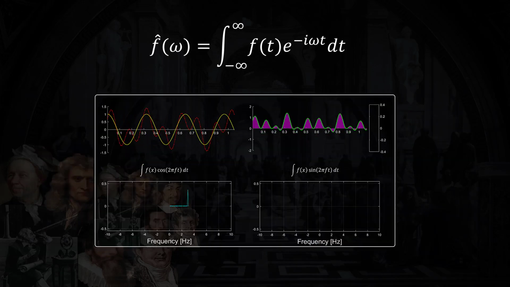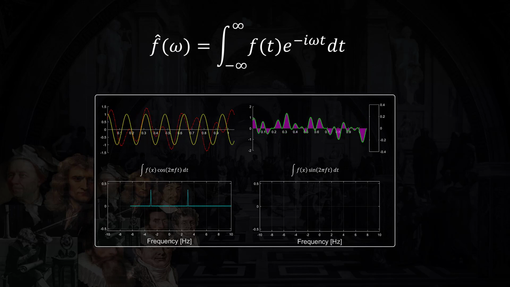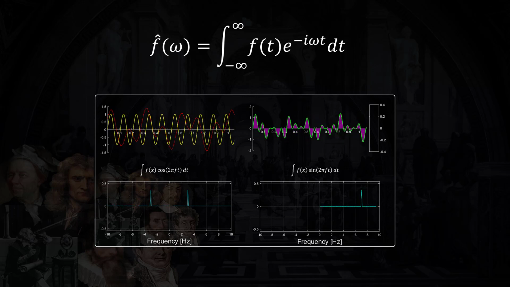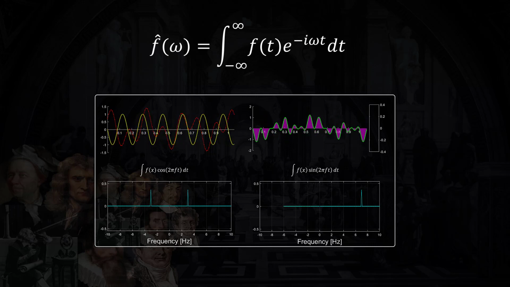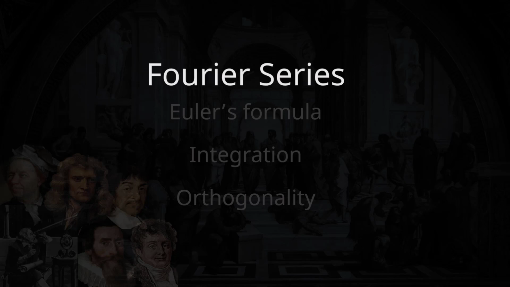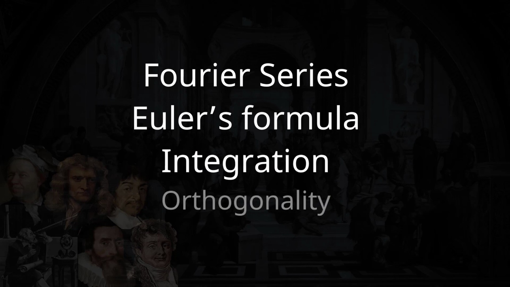In this video I'm going to do a little bit of a deep dive into the Fourier transform equation and try to understand the inner workings of the Fourier transform with the aid of animations that show all the intermediate steps. In order to do so, there are four critical elements we have to talk about. These include Fourier series, Euler's formula, integration, and orthogonality.